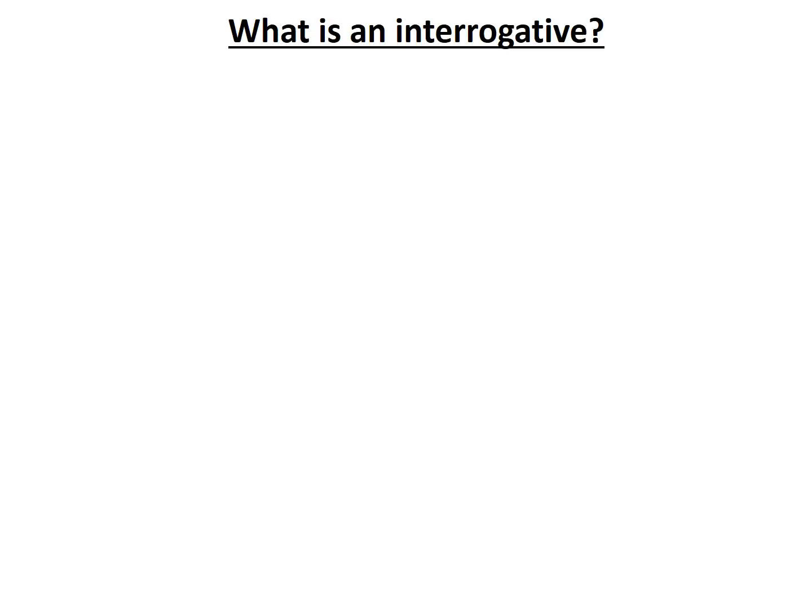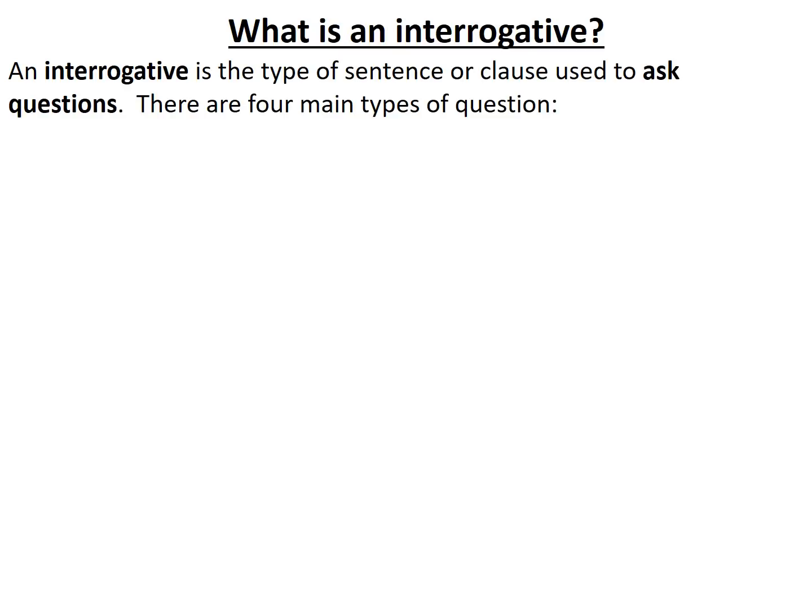In this video we'll be answering the question, what is an interrogative? An interrogative is the type of sentence or clause that's used to ask questions, and there are four main types of question under the umbrella of an interrogative, which I'll now consider with you. The first is called the either-or question.